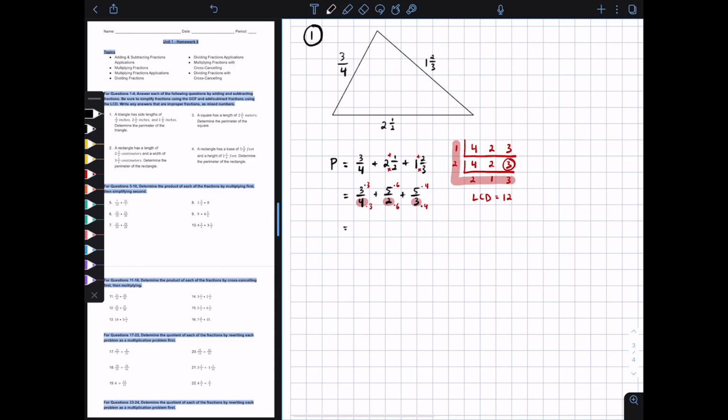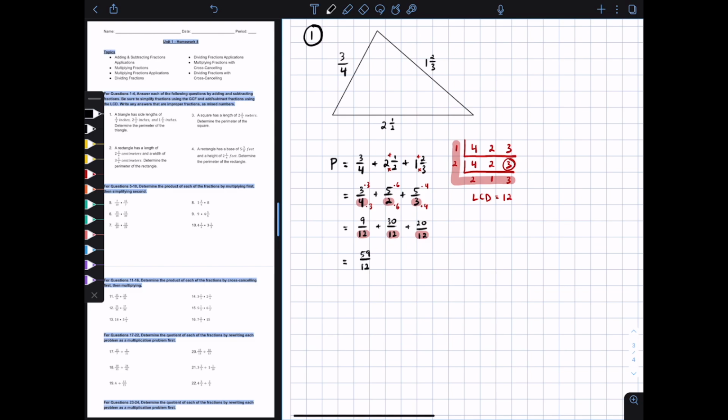Okay, so the new fractions here, this 3/4 is equivalent to 9/12. This 5 halves is equivalent to 30/12, and then 5/3 is equivalent to 20/12. So again, when you're adding and subtracting fractions, you need common denominators. So now that they all have a 12 on the bottom, we're going to go ahead and add these together. So 9 plus 30 plus 20, that's going to equal 59 all over 12.